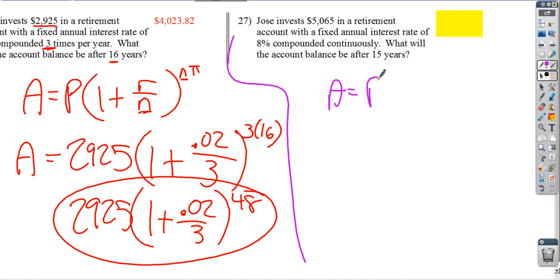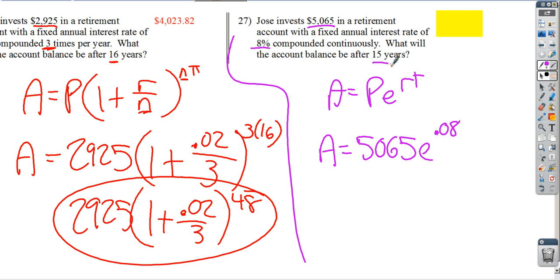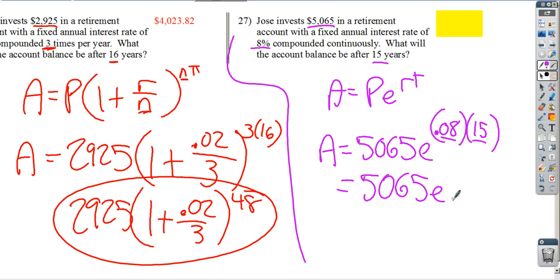a different formula, which is the PERT formula. Okay, we start out with this amount, so $5,065. E, and then his rate is 0.08. And we're going for 15 years, so 15 times that. Okay, in this case 0.08 times 15 is going to be 1.2, so 5,065 times e to the 1.2.